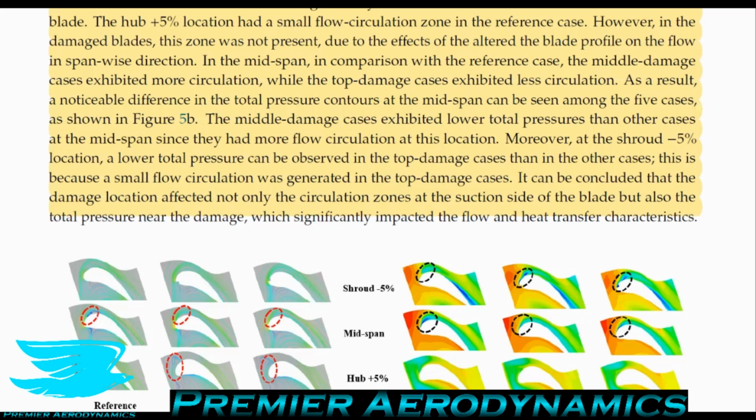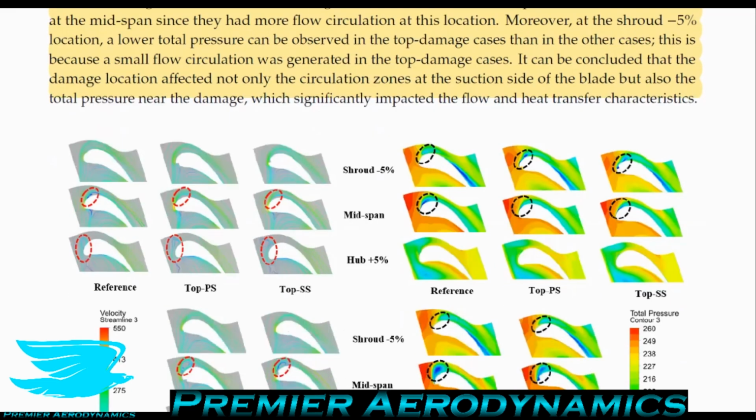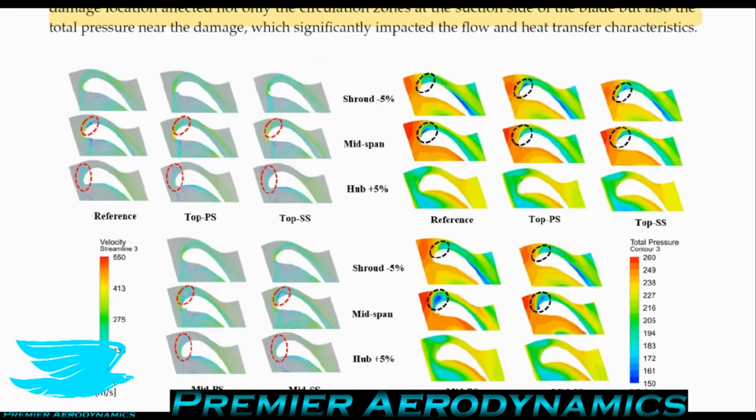So it can be concluded that the damage location affected not only the circulation zones at the suction side of the blade, but also the total pressure near the damage. So this is one thing that they found, which was when you damaged the blade, either at the mid-span or at the tip, the pressure side wasn't really affected too much. It was mainly the suction side, regardless of whether the damage was on the pressure side or the suction side. The suction side was usually affected far more in terms of the flow than the pressure side for some reason.